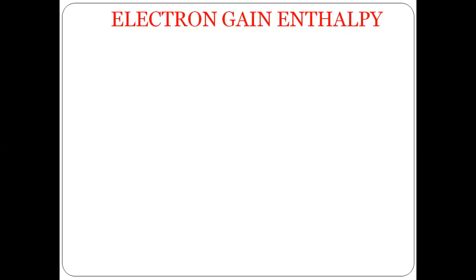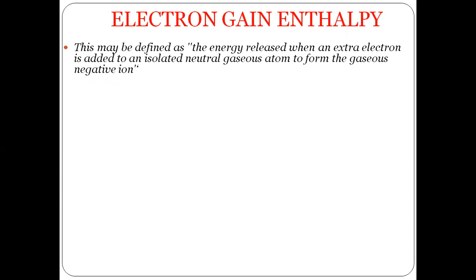Electron gain enthalpy. How do we define electron gain enthalpy first? Remember that electron gain enthalpy is energy released. Ionization energy is the energy absorbed by the system. When it absorbs energy, it releases the electron if the energy is sufficient. But electron gain enthalpy is the energy released when an extra electron is added to a neutral gaseous atom. So if I take an atom and add an electron to it to convert it into an ion, the system releases energy in the process. The energy which is released is nothing but electron gain enthalpy.